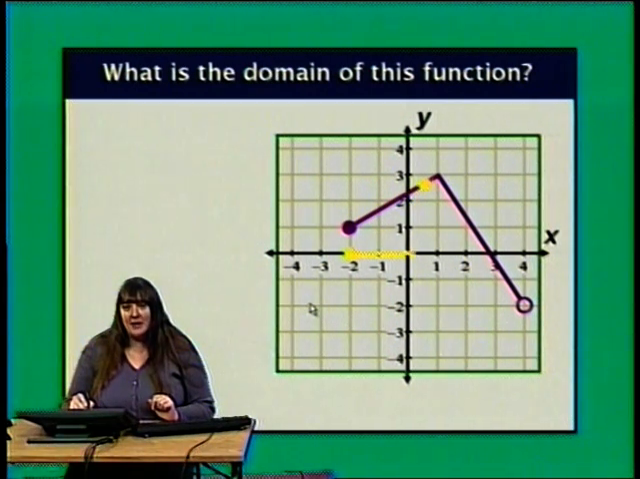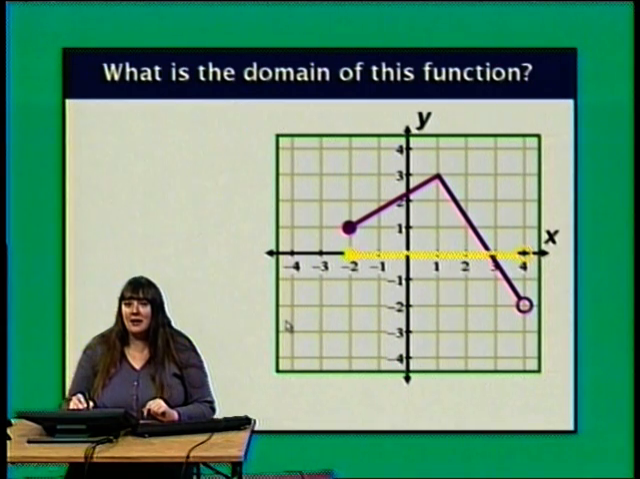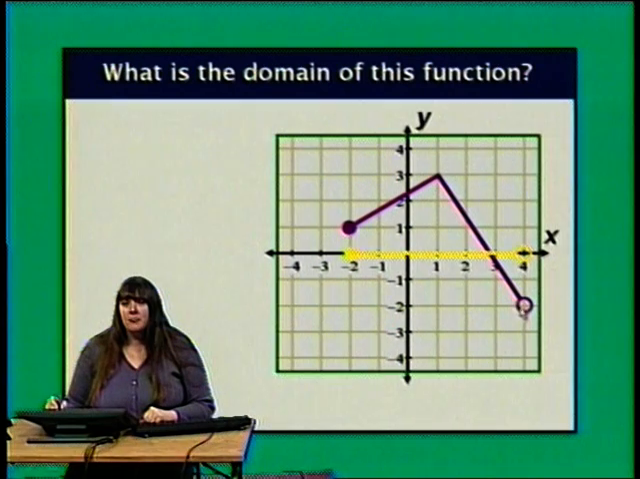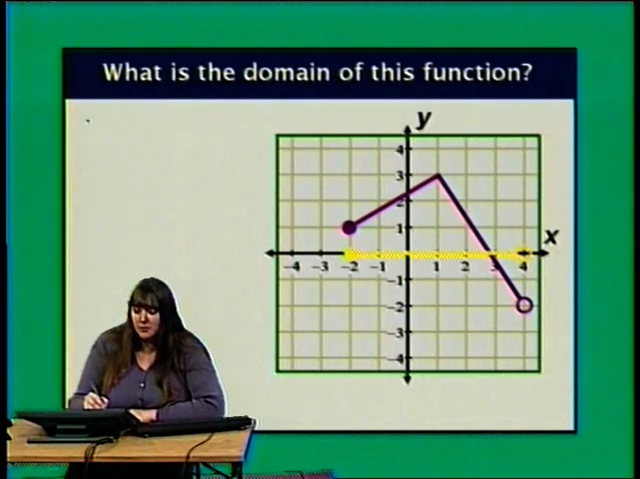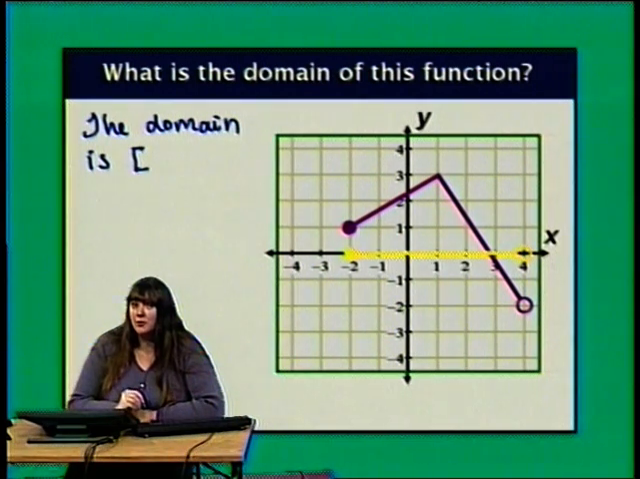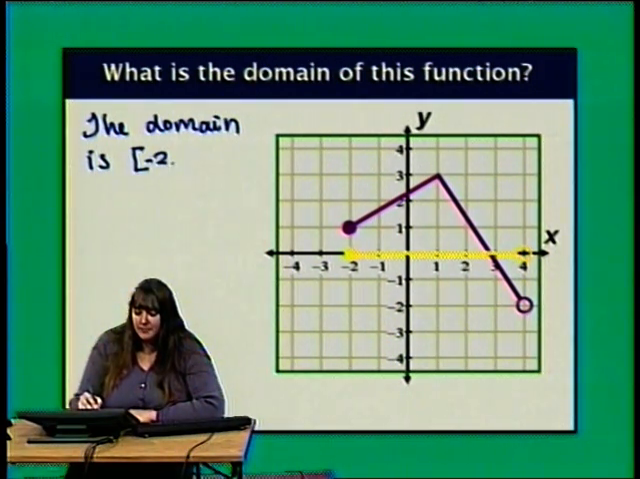I pick up x values to the right of -2, but I stop. Look at the right-hand end of this function. At the right-hand end, I have this open circle. Remember, an open circle indicates that that point's not included. So in my domain, I'm not going to include the x value of 4. So my domain, in interval notation, starts at -2, included, so I use square brackets, and goes all the way to +4, but +4's not included, so I use parentheses there.